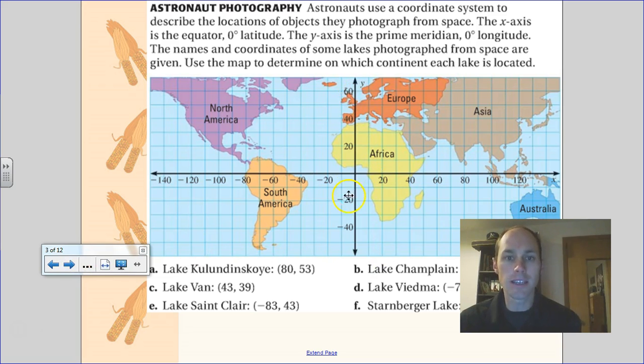For instance, let's say this is our prime meridian and the equator. We could say, well, Lake Kalundinskoye is at 80 east and 53 north, so that would be in Asia. Whereas Lake St. Clair, negative 83, so that would be roughly 83 west, 43 north. That's going to put us in North America. So exact locations based off of the idea of the coordinate plane.